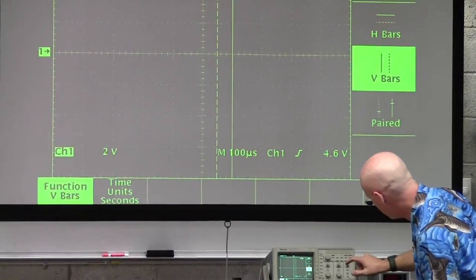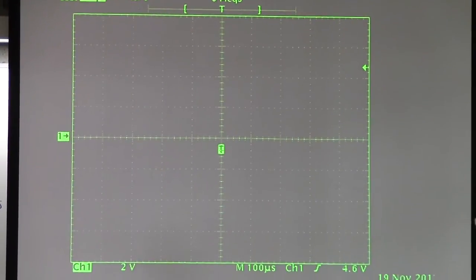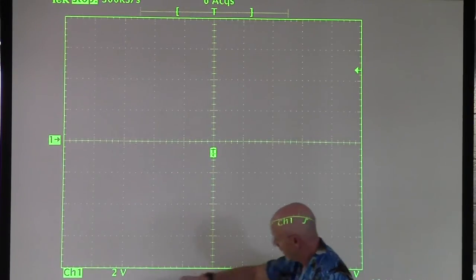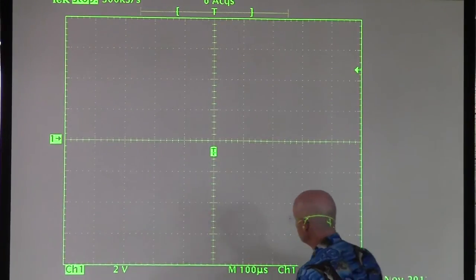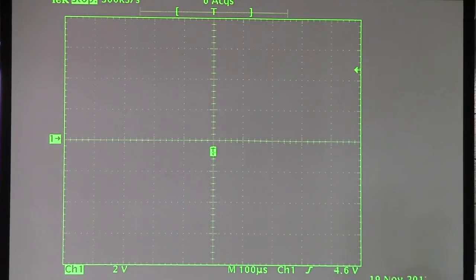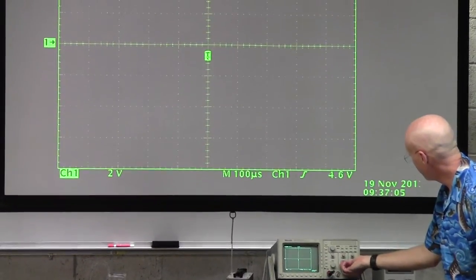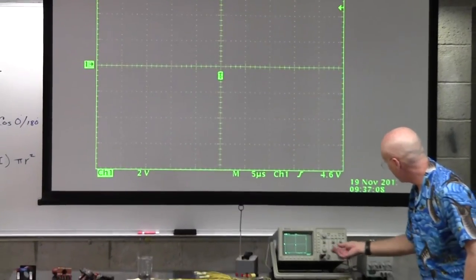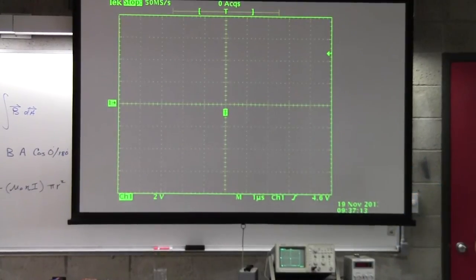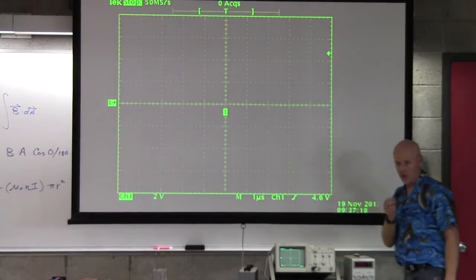And so I have my oscilloscope here. Let me clean things up a little bit. And so there is my scale. Each division is worth 2 volts. Each time division is 100 microseconds. Now, when I was playing with this this morning, it all happened within time frames of about a millionth of a second. So let me change the time frame so that each horizontal division is 1 microsecond.